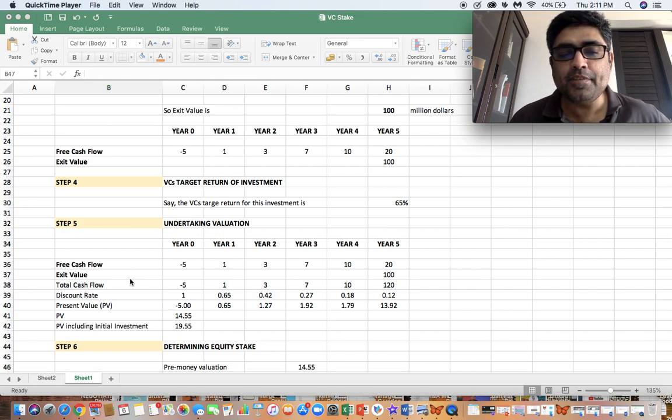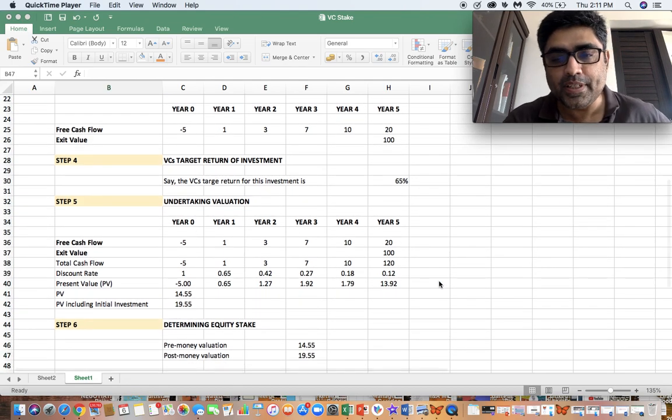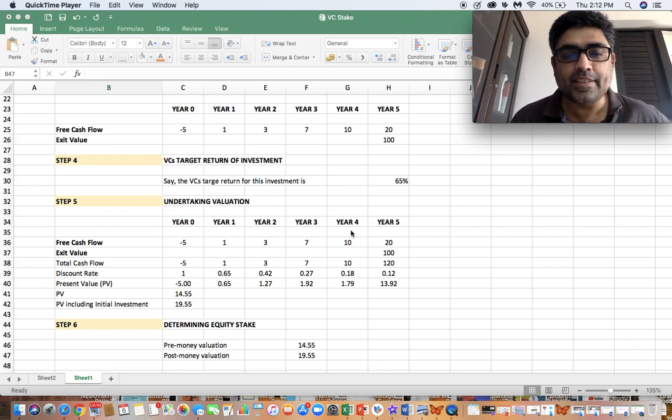The free cash flow and exit value are similar to what we have discussed earlier. The total cash flow is just adding these two, so for every year it remains the same, other than for year 5, where it gets to be 100 plus 20, which is equal to 120. The discounting rate at 65% gets to be 0.65 in year 1, 0.42 in year 2, 0.27 in year 3, 0.18 in year 4, and 0.12 in year 5, right?